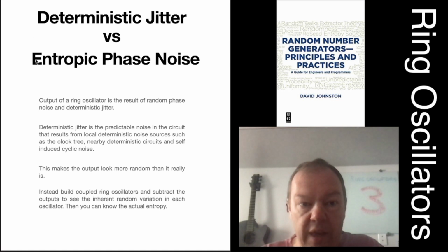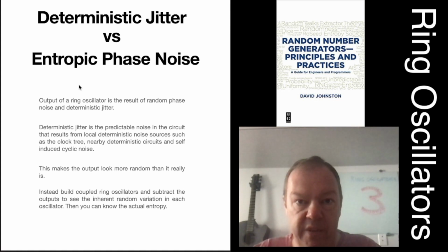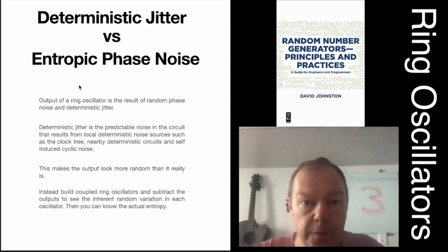But that's not the only thing that's affecting the phase of the cycle. So we have the idea of phase noise, which is this random variation, but there's also deterministic jitter, which is external input to the circuit that is causing it to jitter back and forth in a deterministic way. Now, the most obvious input there would be a clock on a chip.